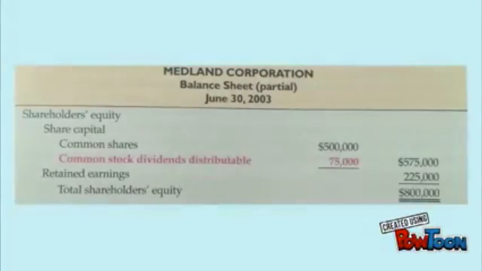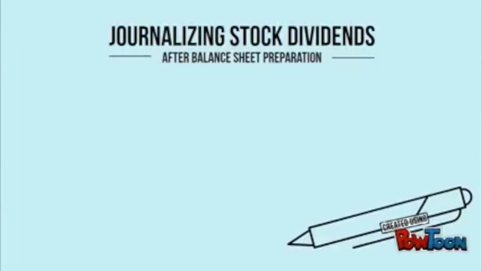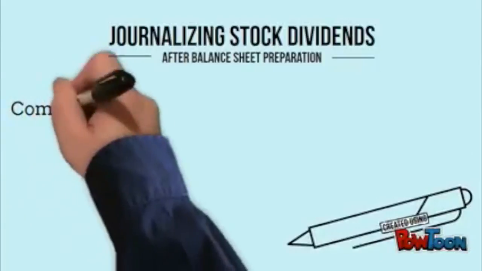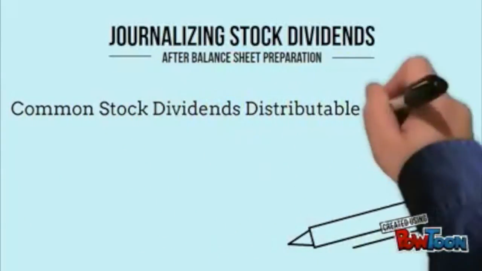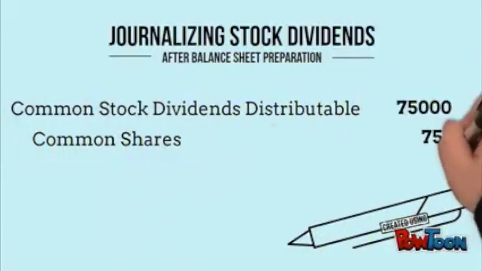If the balance sheet is prepared before the dividend shares are issued, the distributable account would be reported under share capital as an addition to the common shares issued. When the dividend shares are issued, the common stock dividends distributable account is debited and the common shares account is credited.